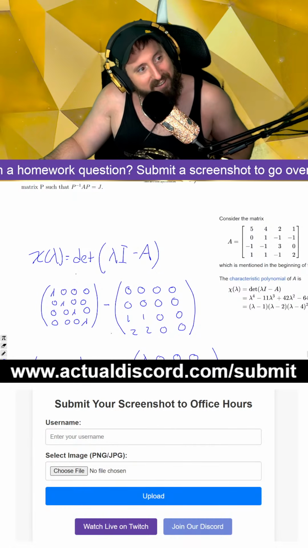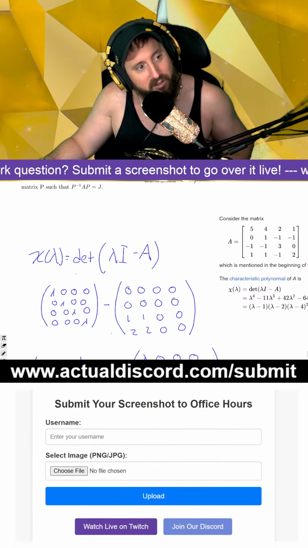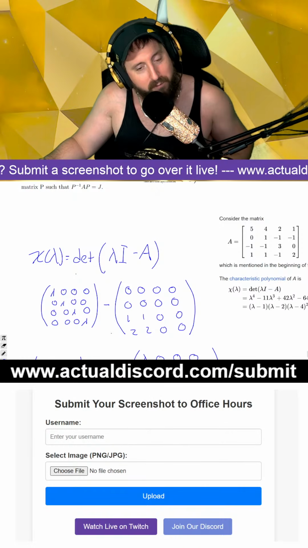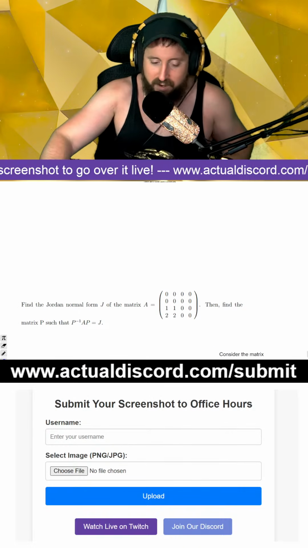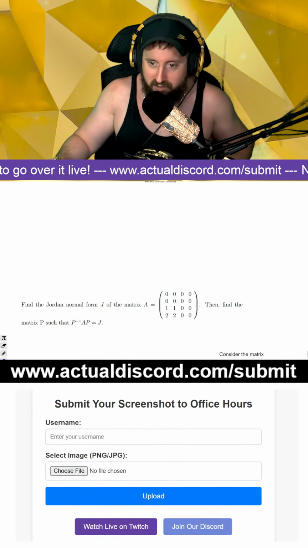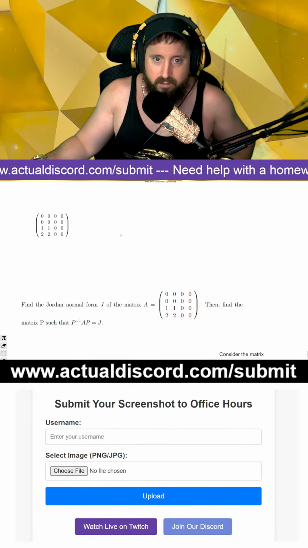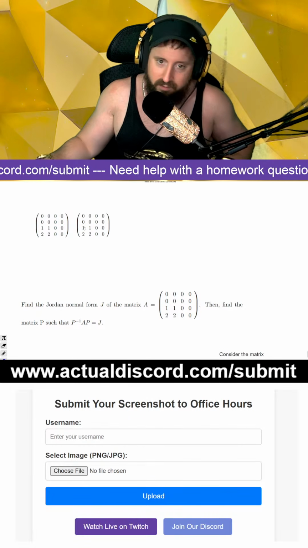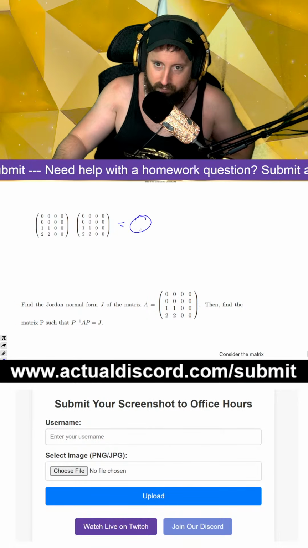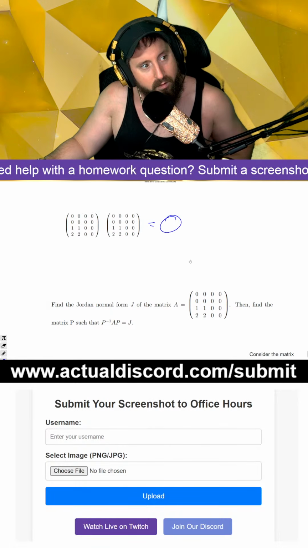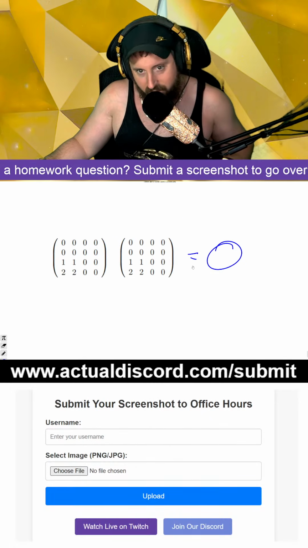Lynn says nilpotent means the matrix squares to 0, I think, often found in matrices. So you're saying that if I do this matrix times itself, I would get 0? So if I did this, this should equal 0. I guess so, right?